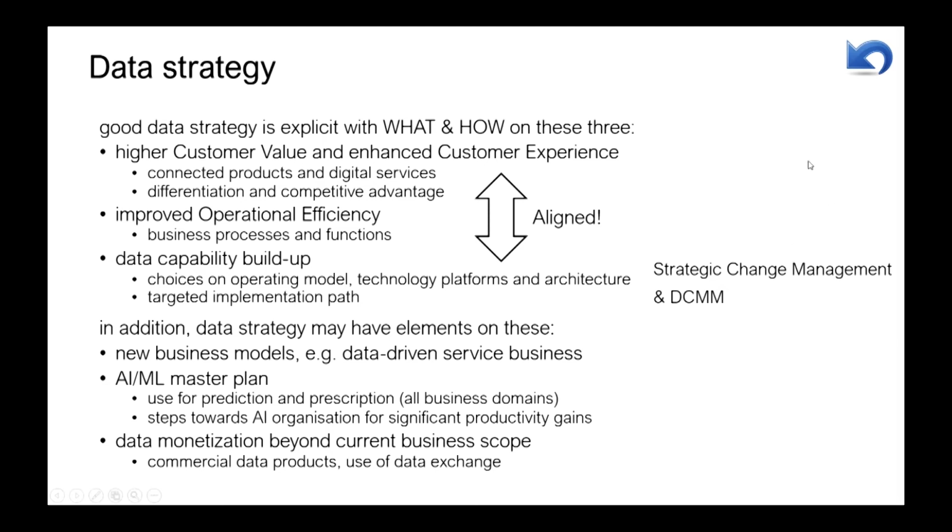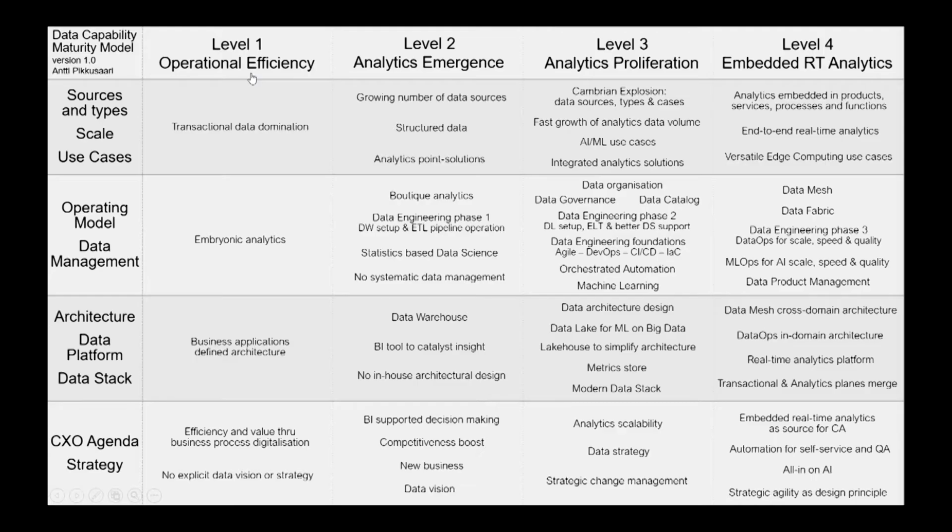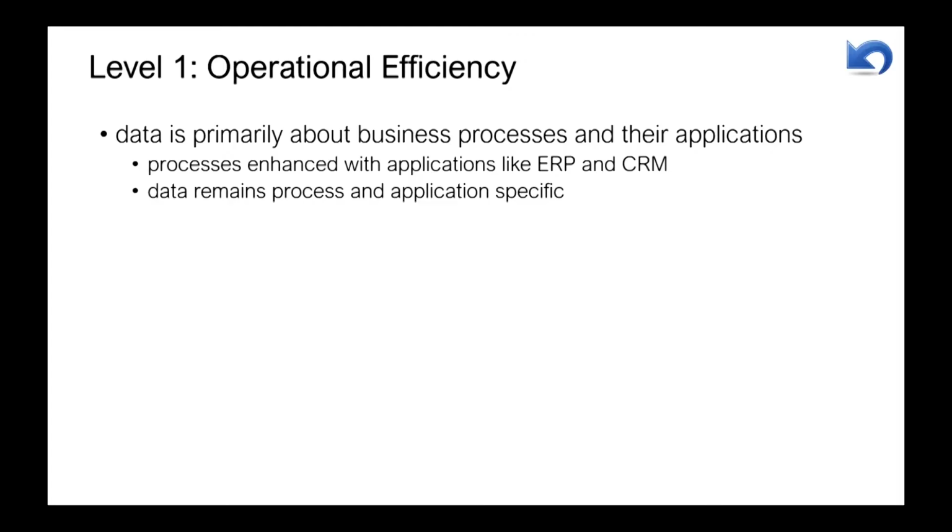With these considerations on data strategy, let's now return to data capability maturity model. Now, let's investigate each maturity level, starting with level 1. Data maturity level 1 is the starting point. At this stage, data is mostly transactional rather than analytical. Most of the company data connects directly to enterprise applications and business processes they serve. In other words, data has important role in operational efficiency gains, but only indirectly as part of enterprise applications.